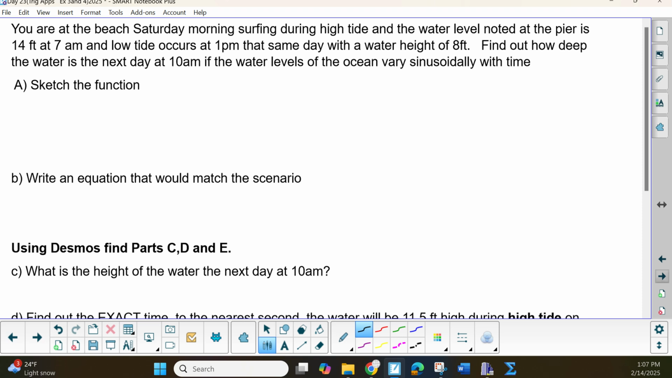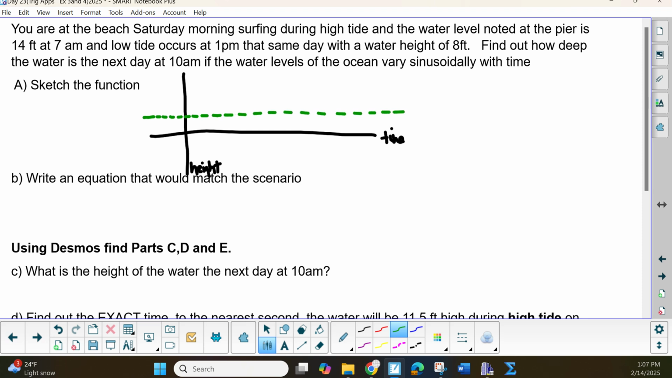So we're going to do the same thing. We're going to create a graph right up here. As we graph this, the x-axis is going to be time, and the y-axis is going to be the height of the tide. We know that the lowest the tide is going to get is at 8 feet. So this part right here is at 8 feet, and the highest it's going to get is at 14 feet.